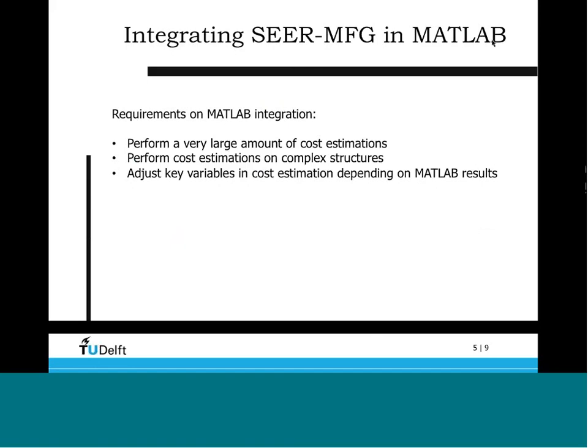These cost estimations were for quite complex structures with a lot of different stringers around the fuselage. There are also some web plates in the frames which could have cutouts with reinforcements on them. So they're quite complex things to analyze. And then I needed to be able to adjust key variables in the cost estimation depending on the MATLAB results for the weight optimization and modularity optimization.